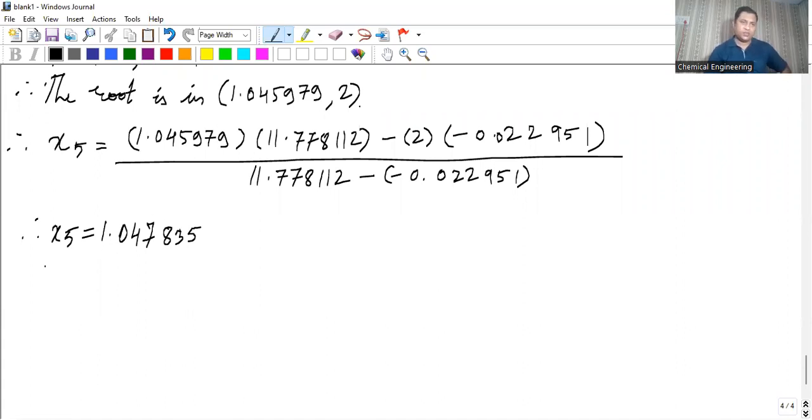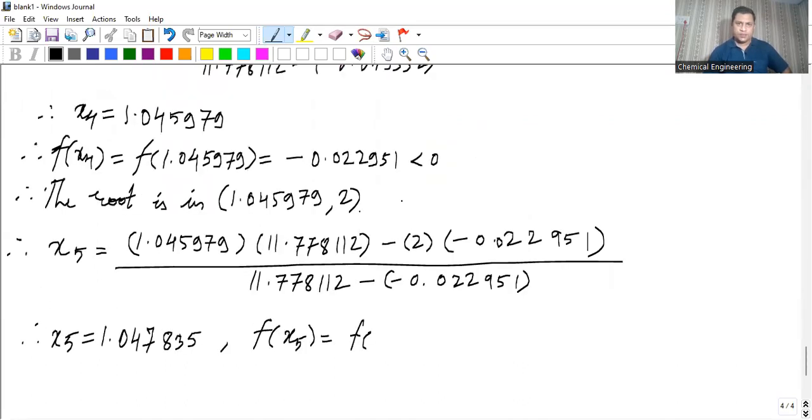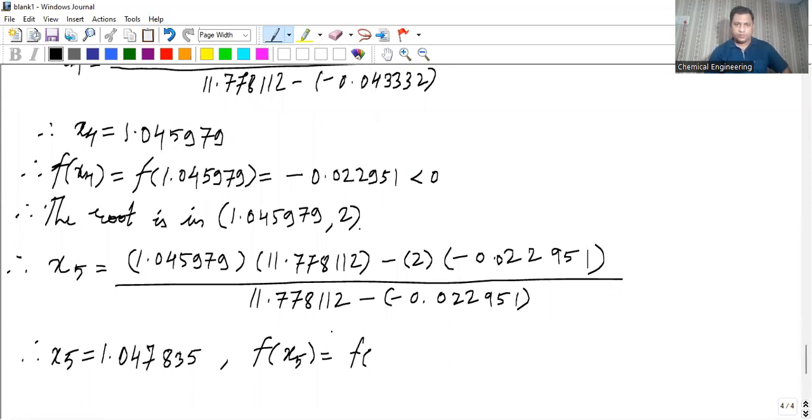We have to match one more digit. And now we can calculate the value at this x5. Sir, can you please scroll up a little? Yes. Okay, thank you. So this is going to be 1.047. Earlier it was 0.45, now it is 0.47, and this is 835. So we can have this value.